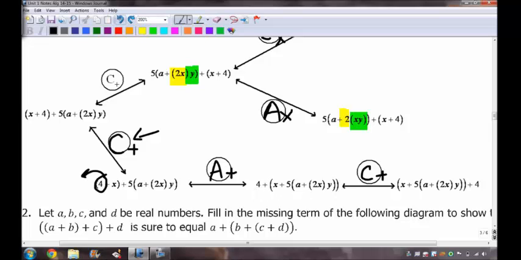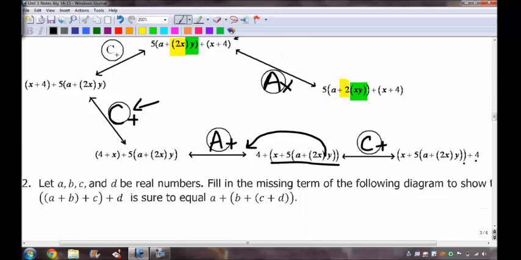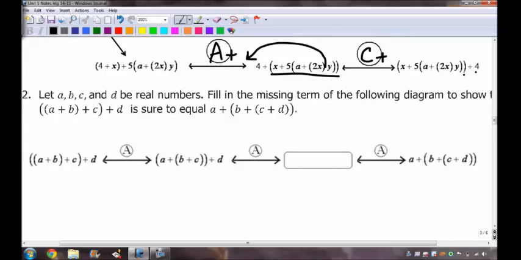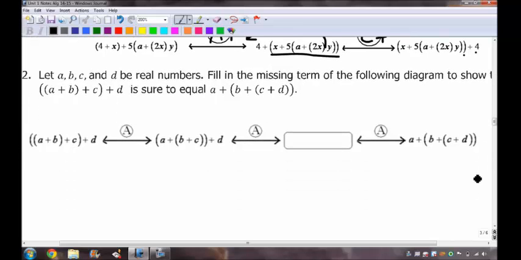That property says you're allowed to change that. And what's separating the 4 from everything else is addition, so it's the associative property of addition. Okay, and then lastly, you're taking this whole entire group and you're placing it before the plus 4. So the plus 4 goes at the end, so you're changing the order, so you should have the commutative property of addition.